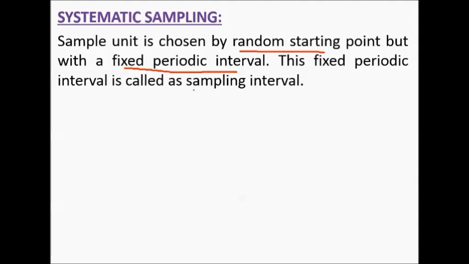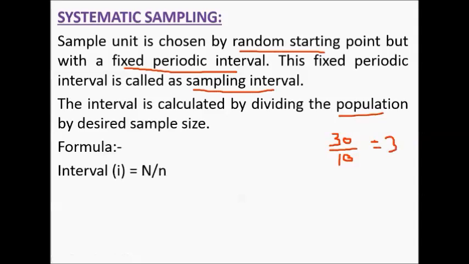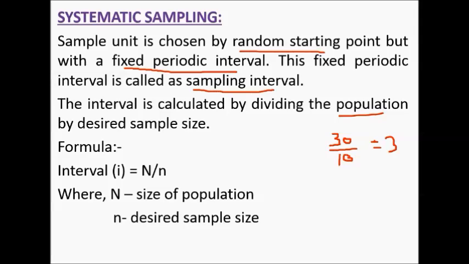And how did we calculate that sampling interval? By this formula. The interval is calculated by dividing the population by the desired sample size. So what was the population? The population was 30 and the desired sample size was 10. In this way we got to know that our sampling interval is 3. So this is the formula: I equals capital N upon small n, where capital N denotes the size of the population, and small n denotes the desired sample size. Next is stratified sampling.